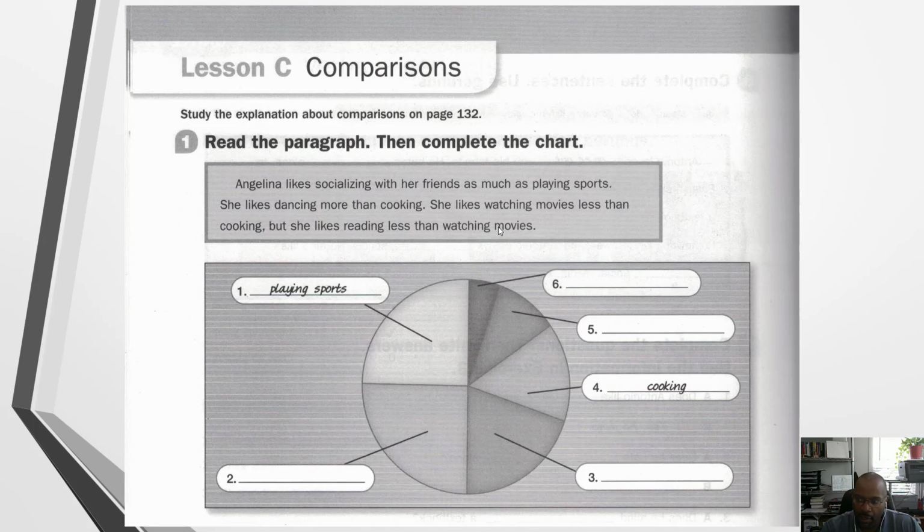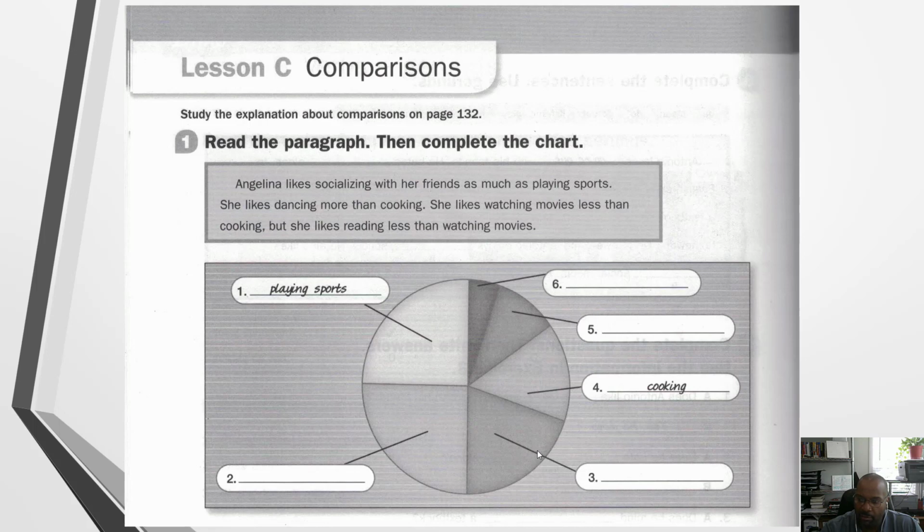Okay, so here's our shaded graph, our pie chart, and it's broken into 6 sections for the 6 things that she either likes more than or less than, or as much as. So the number 1 is done for us, playing sports. She likes playing sports a lot. And then number 4 is cooking. So she kind of likes cooking a lot too, but maybe it's like the 3rd thing on her list, because we have playing sports, and then we have something here that's just as equal to playing sports.